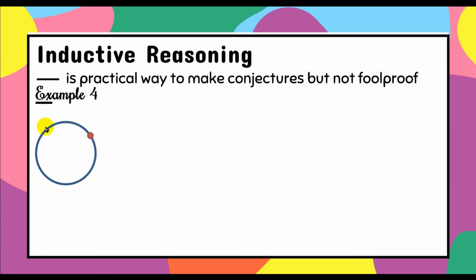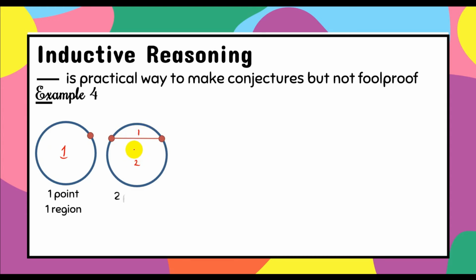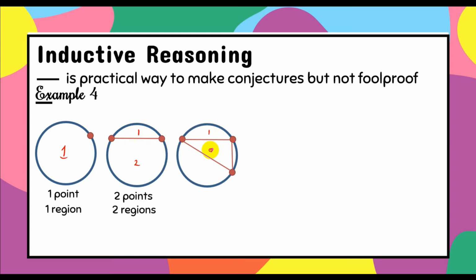So, here we have this circle and a point. And from this circle and a point, meron tayong isang region. So, when we say region, is etong area. Ano po? So, 1 point, 1 region. Okay? Next, kapag may 2 points, how many region do we have? We have here 1 and then 2. So, there are 2 regions if we have 2 points. If we have 3 points, how many regions? So, count natin. 1, 2, 3, 4. Okay? There are 4 regions if we have 3 points here.